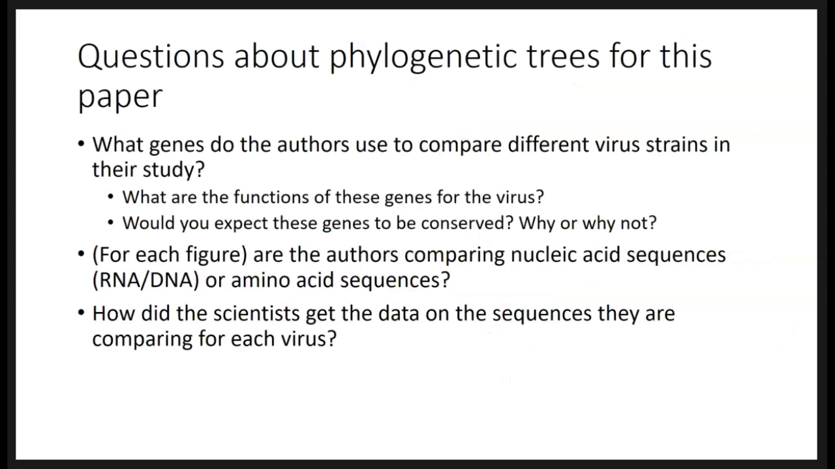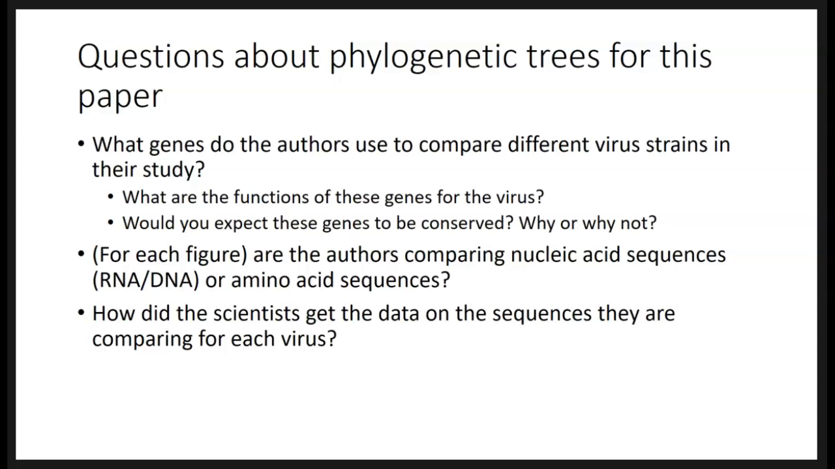So here are some questions that you should ask when you're reading and looking at the phylogenetic trees in this paper. So what genes did the authors use to compare the different virus strains in their study? What are the functions of these genes for the virus? And would you expect these genes to be conserved or similar in all the different viruses? And why or why not?